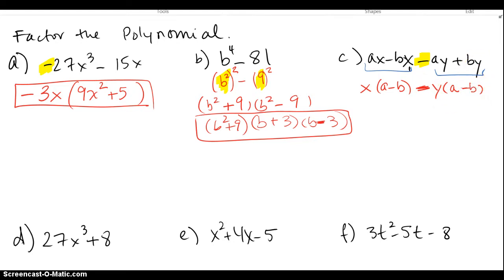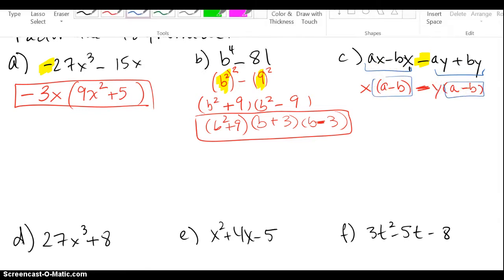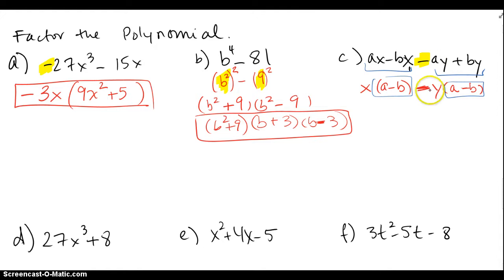Now notice they both have this giant binomial in common that I can pull out. So again, what happened was I pulled out a negative y, and I was left with a positive a and a negative b because both signs switched. Now pull out the a minus b, and you'll be left with these guys, x minus y. Now it's fully factored with a product of binomials with no common factors within each of the binomials.